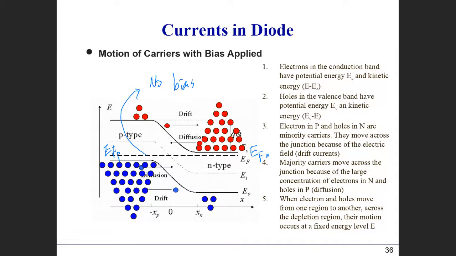For this case, as you can see, we define this as qVBI, the built-in potential. Now, if we apply a positive bias in the P side compared to the N side, the EF levels need to split, right? That means this one is going down, lower, right? This one is going down.